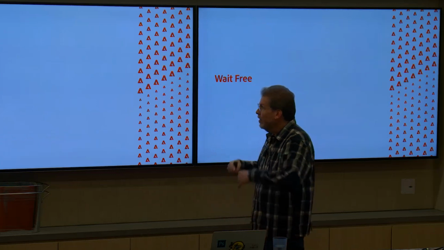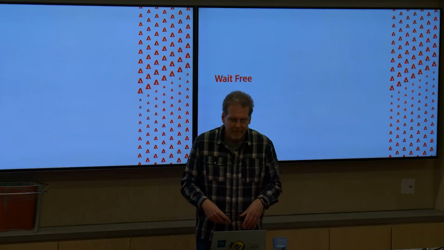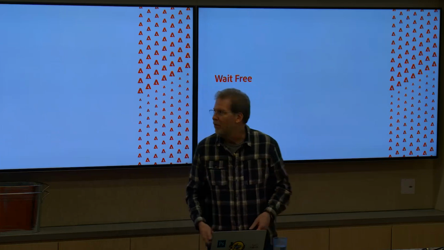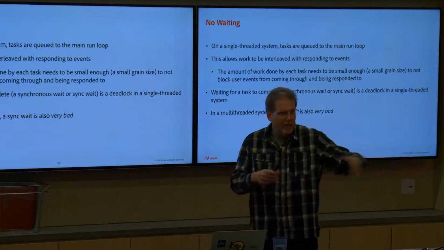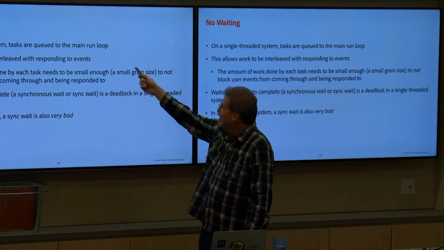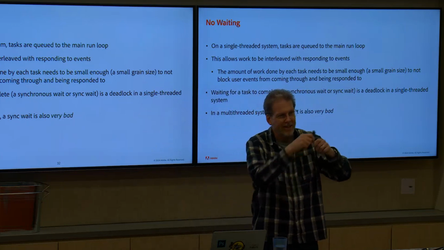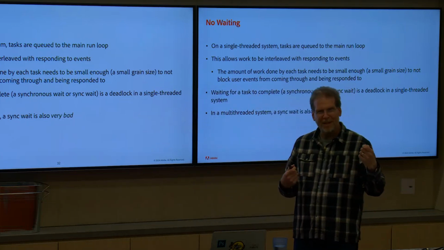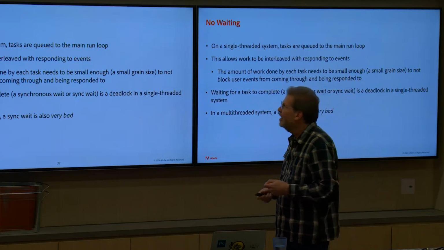Okay. The other thing we need in this environment is for it to be wait-free. Why do we need it to be wait-free? Well, on a single-threaded system, remember we're targeting asm.js as part of this, tasks are queued to the main run loop, which means that if I wait for a task that I just queued to the main run loop, I'm going to be waiting a long time. I'm on one thread. It's an immediate deadlock.